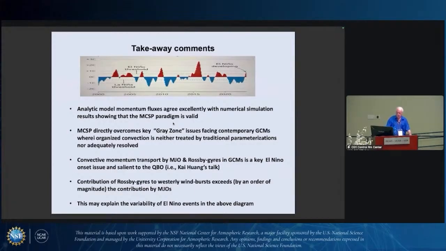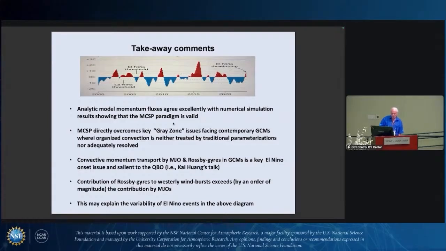So what are the takeaway comments here? I've shown here that the analytic models agree very well with the numerical simulations. And the MCSP, the representation of organized convection, overcomes the gray zone problem of representation of organized convection in GCMs. And this means that that extends traditional parameterizations.